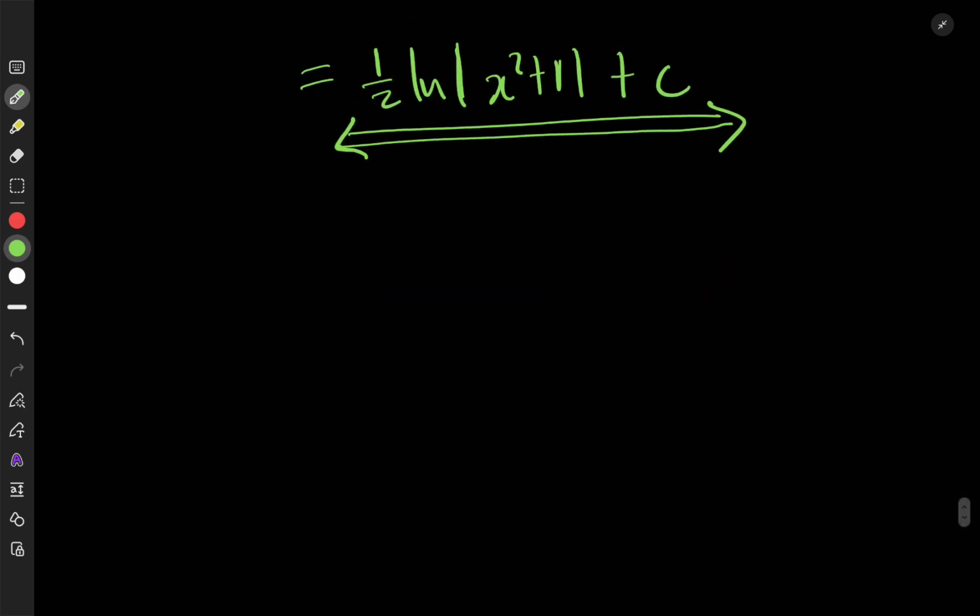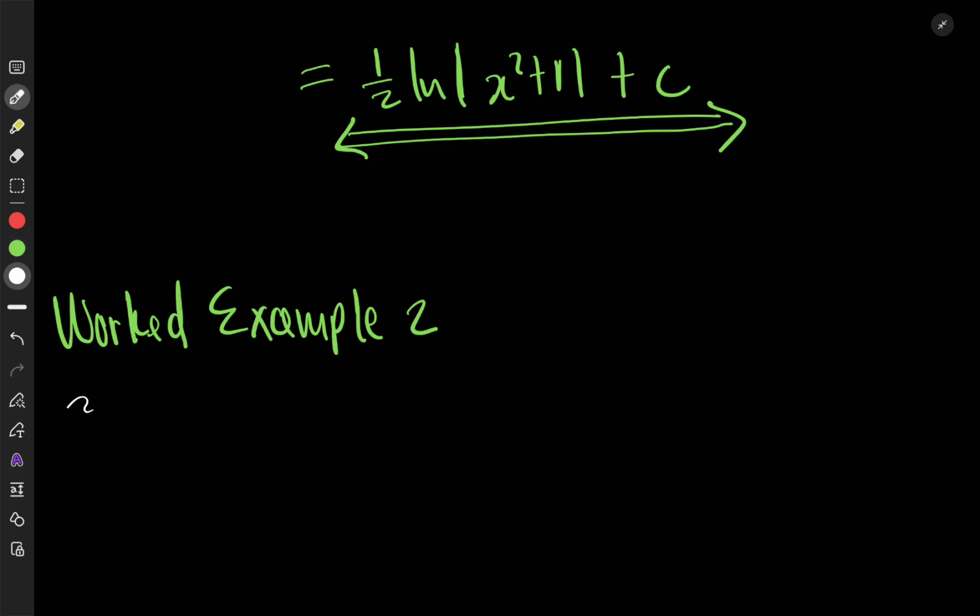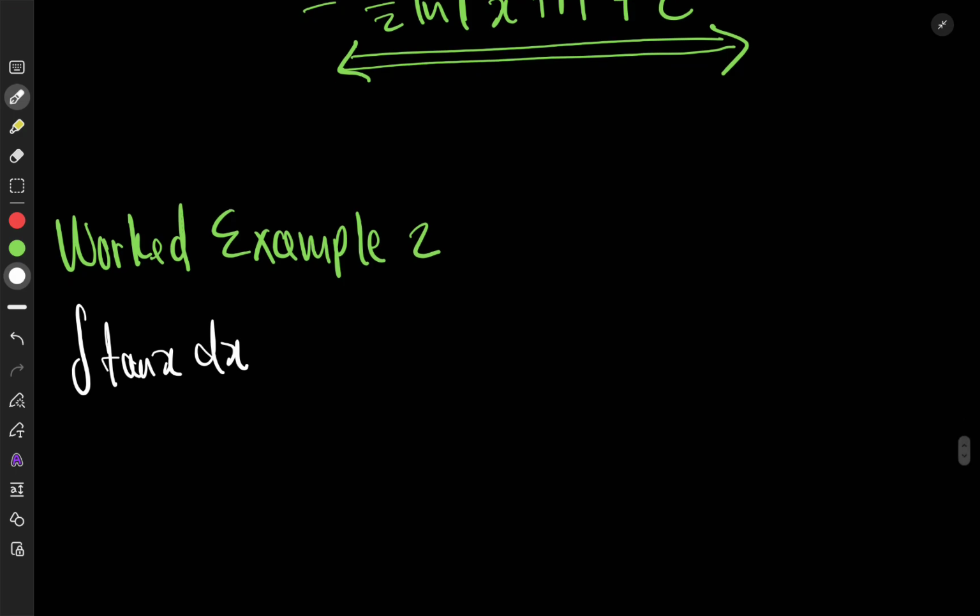Now, the last thing which I'll do is for tan. So worked example 2. Now we're doing it for tan. So it's the integral of tan x with respect to x. How do I integrate tan?